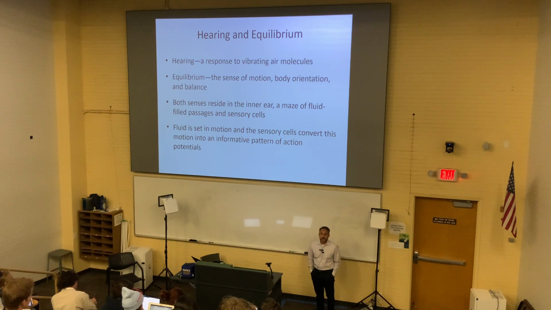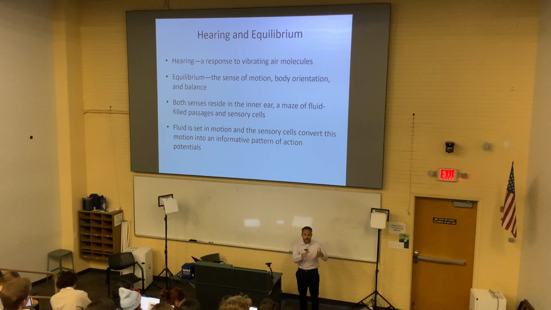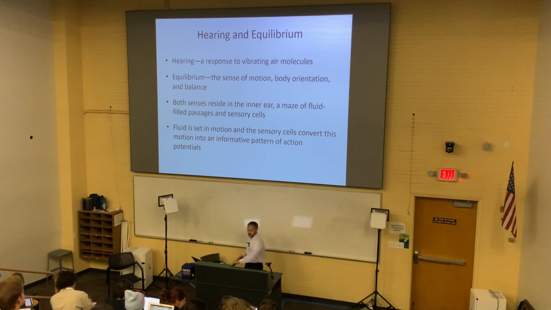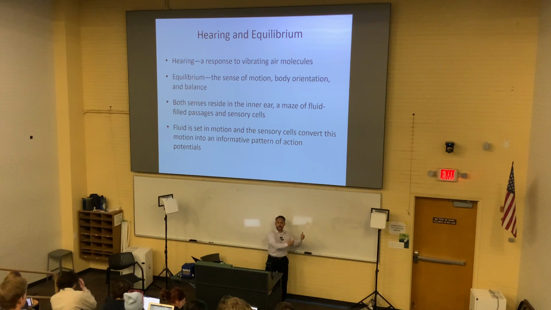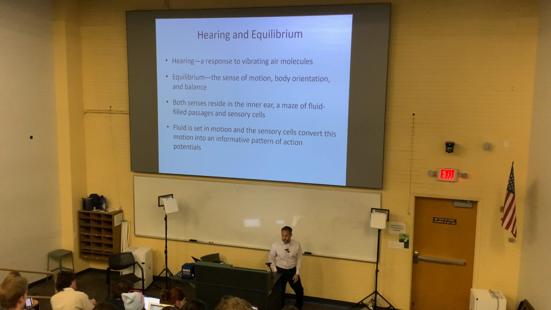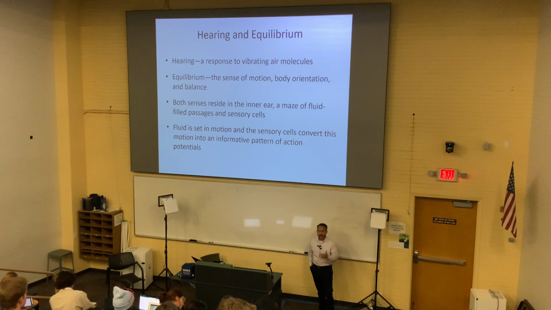Right? Now, true to that form, hearing and equilibrium, hearing and balance, as well as vision, are just as important to our daily life. Hearing is a response to vibrating air molecules. So these are mechanoreceptors. We just left chemoreceptors, and now we're moving into mechanoreceptors. There's a mechanical response. Equilibrium or balance is the sense of motion or body orientation. And you're going to see that's also mechanosensation as well.